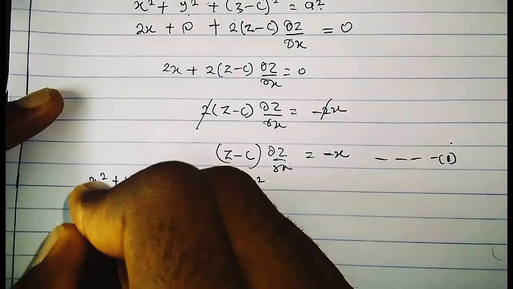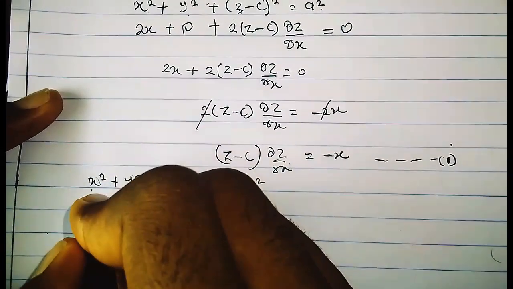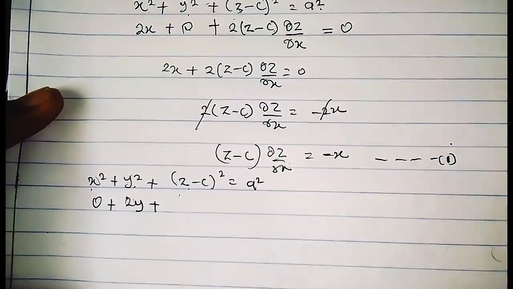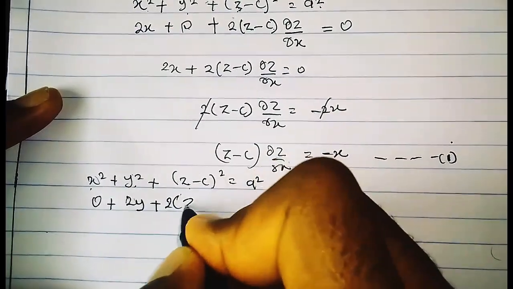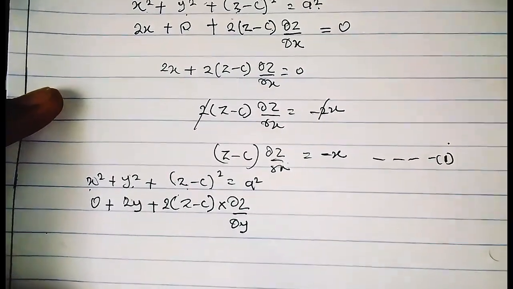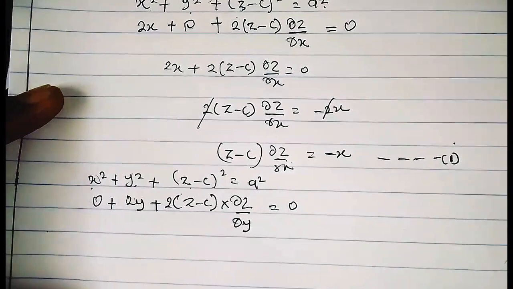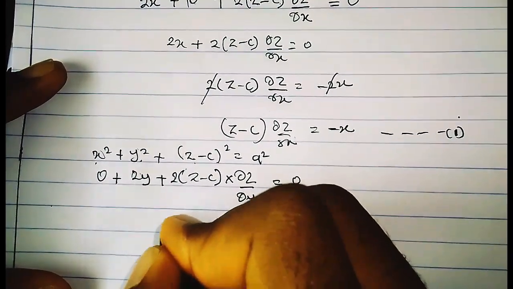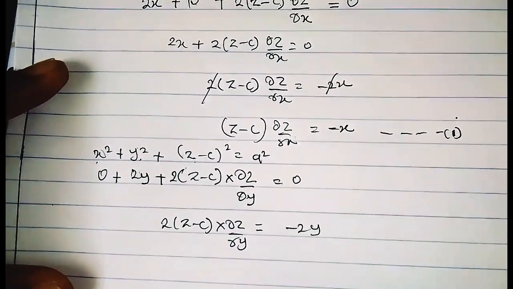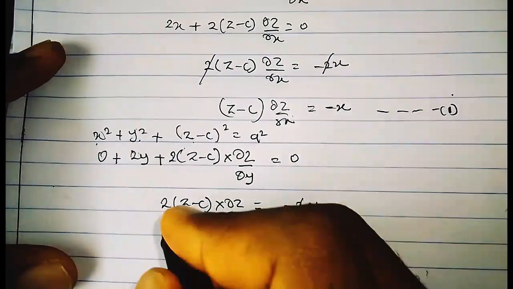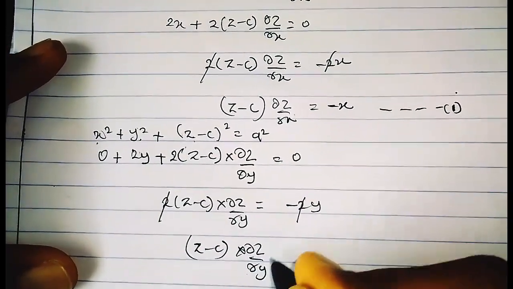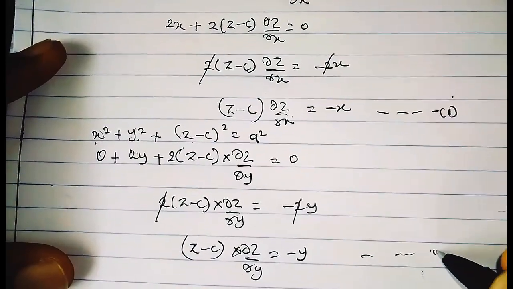Since we have differentiated with respect to y, x is constant, so this is 0 plus 2y plus, since this is my dependent variable, 2z minus c, multiplying it by the derivative of what I'm differentiating with respect to what? y, right? Equals 0. a is a constant, so that's 0. So this will be 2z minus c times dz dy equals minus 2y, right? So 2 cancels 2. So z minus c times dz dy equals minus y. So we have a second equation, equation 2.